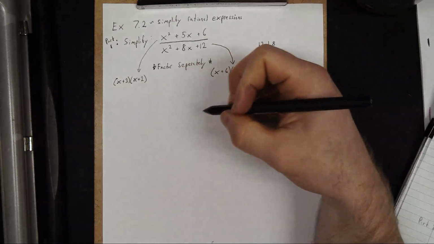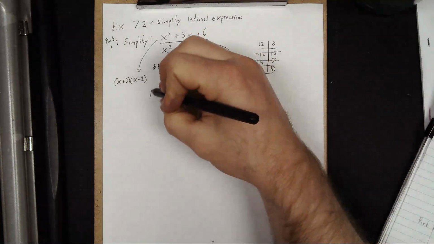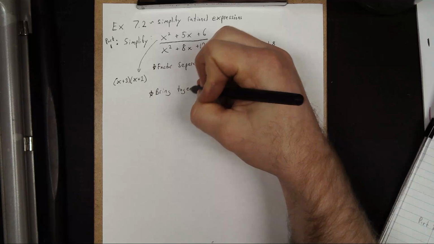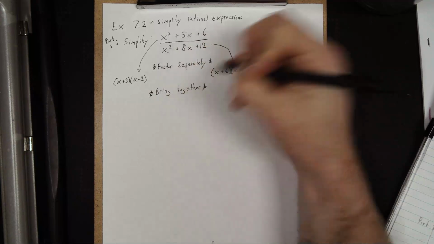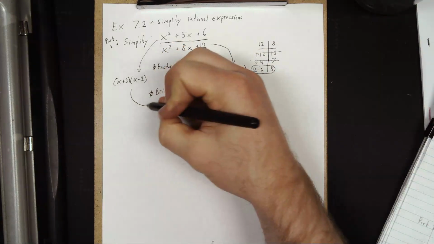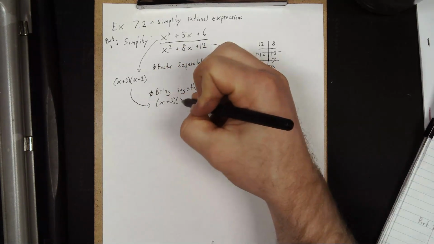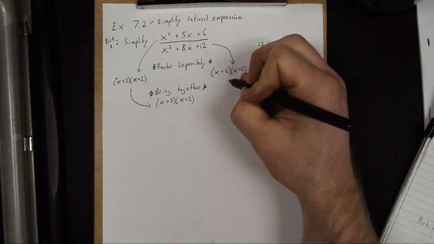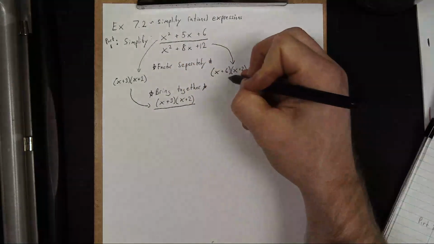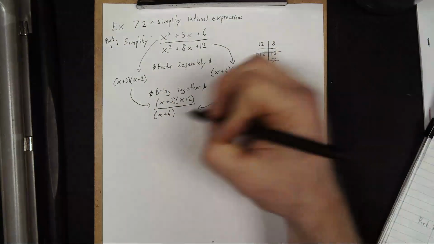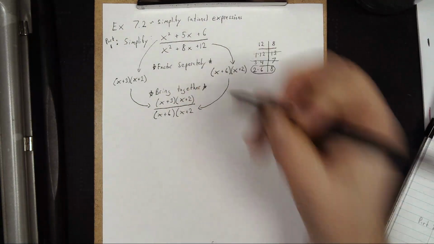Okay, and now, after you've factored separately, bring them back together. So here's our top: x plus 3 times x plus 2, and that is all over x plus 6 times x plus 2.